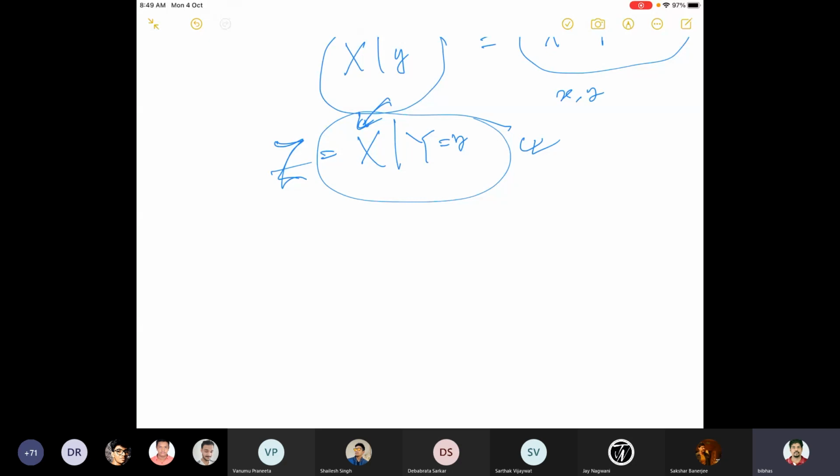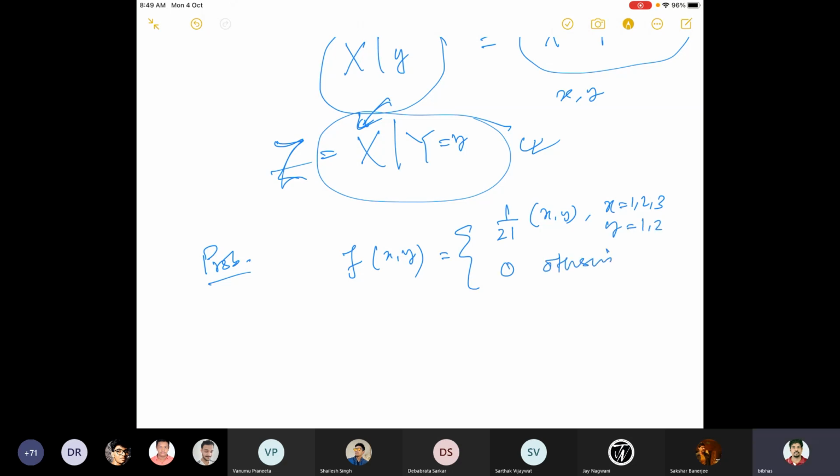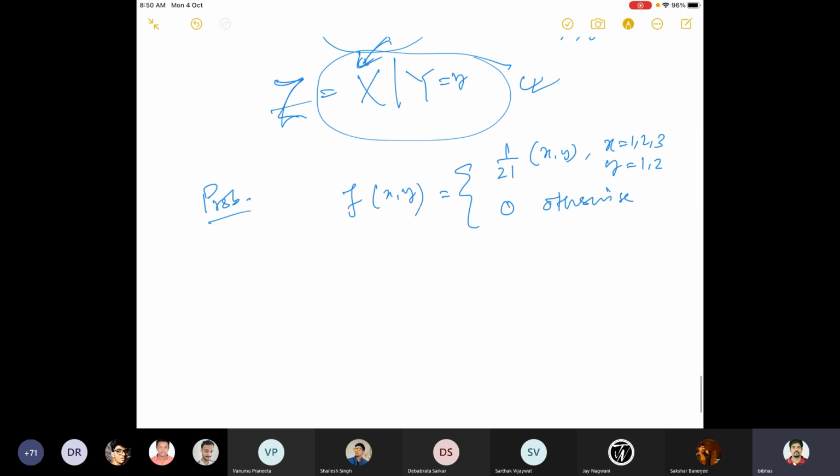Now this is an example, some problem. Suppose the PDF is like this, f of xy equals 1 by 21 times x plus y, and let's say these values are given when x equals 1 to 3 and y equals 1, 2, and 0 otherwise. So this is the joint PDF.